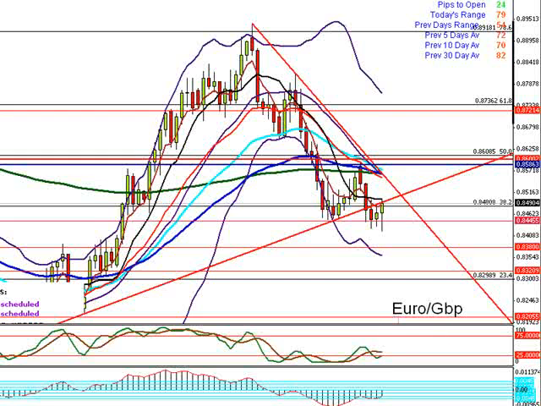So that's what I would prefer on the euro pound, and I'll put everything in my usual notes in the write-up.